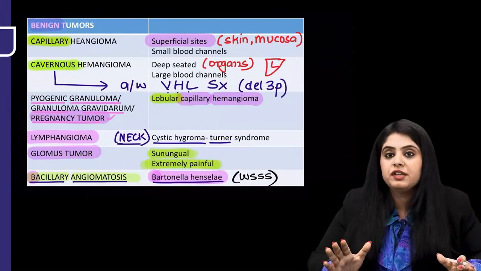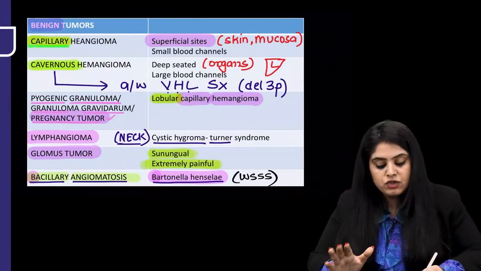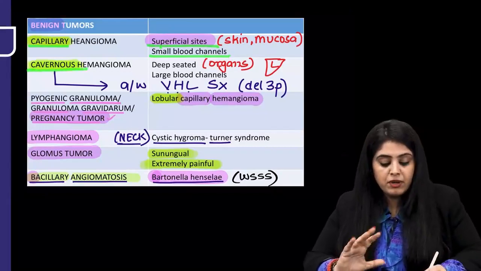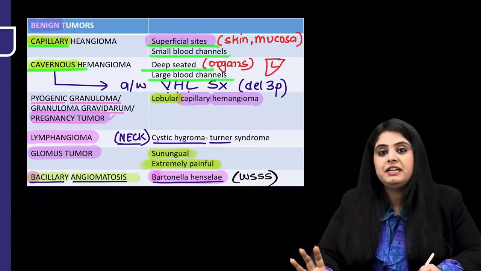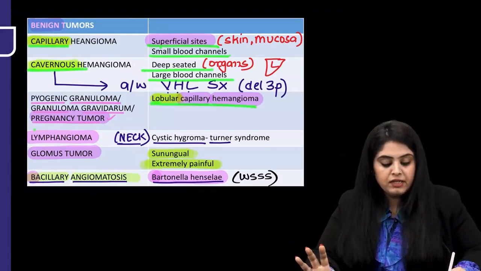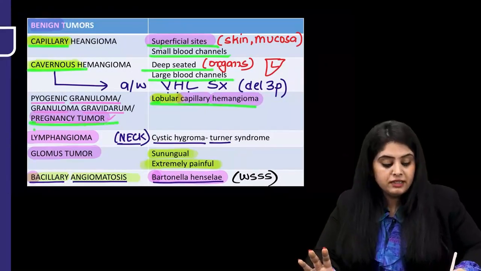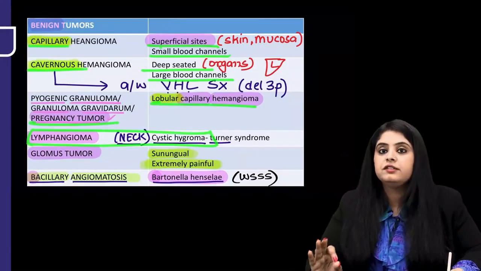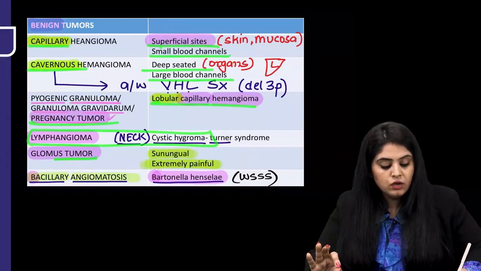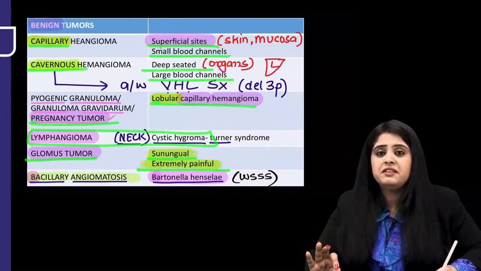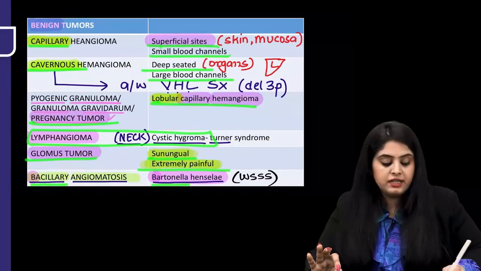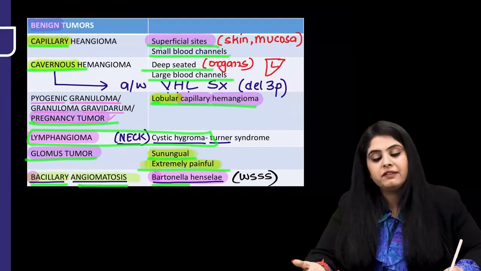All the benign tumors in one go. Capillary hemangioma, small blood vessels, superficial sites. Cavernous hemangioma, big blood vessels in very deep sites. Lobular capillary hemangioma to do with pregnancy. The only lymphangioma in the neck that I have to know, turn the neck, Turner's syndrome, known as cystic hygroma. Glomus tumor, nail bed, very, very painful. Bacillary angiomatosis, bacillary means Bartonella henselae, angiomatosis means blood vessels.